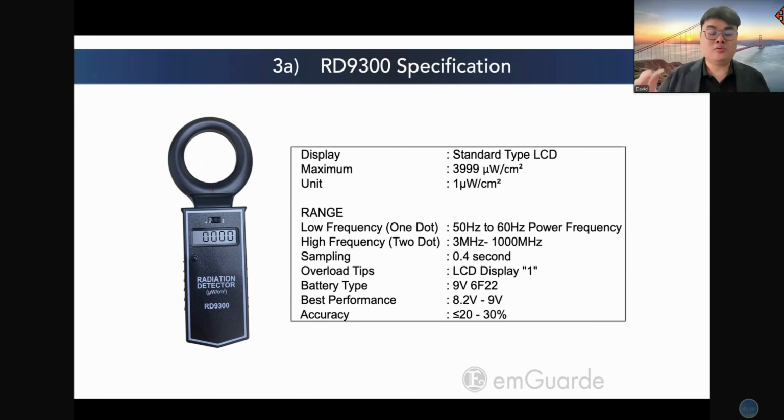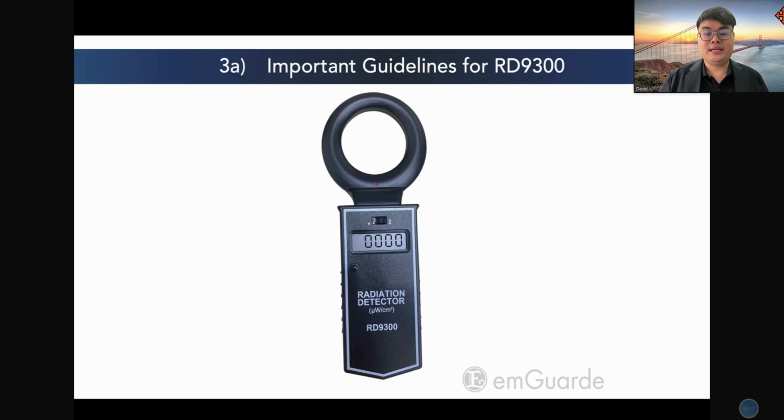Let me just explain to you. It's very simple to use. And in the emGuarde demo, you need this tool as well to identify the electromagnetic noise radiation density. Okay? Now, when you use it for the emGuarde demo, please make sure that it is always turned to setting number 2. There are 2 dots on top of the detector.